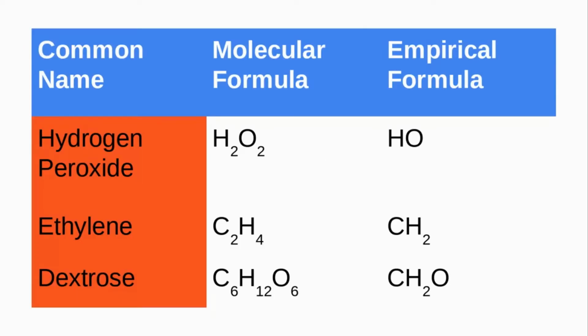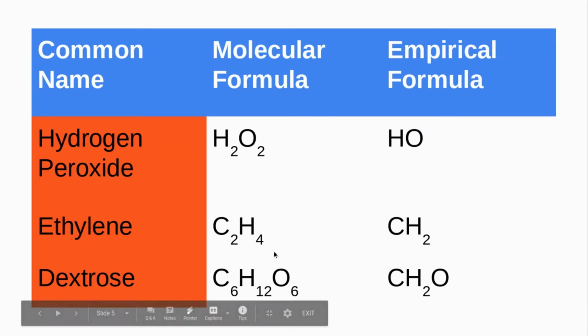So here are some examples of a couple of common molecular and empirical formulas. For hydrogen peroxide, the molecular formula is H2O2. That's the actual number of hydrogens and oxygens in this compound. But we can see that we can reduce these. We can divide both of these by 2 to get an empirical formula of HO, which is our simplest ratio. Down here we have ethylene, C2H4. Again, we can divide both of those by 2 and get CH2.